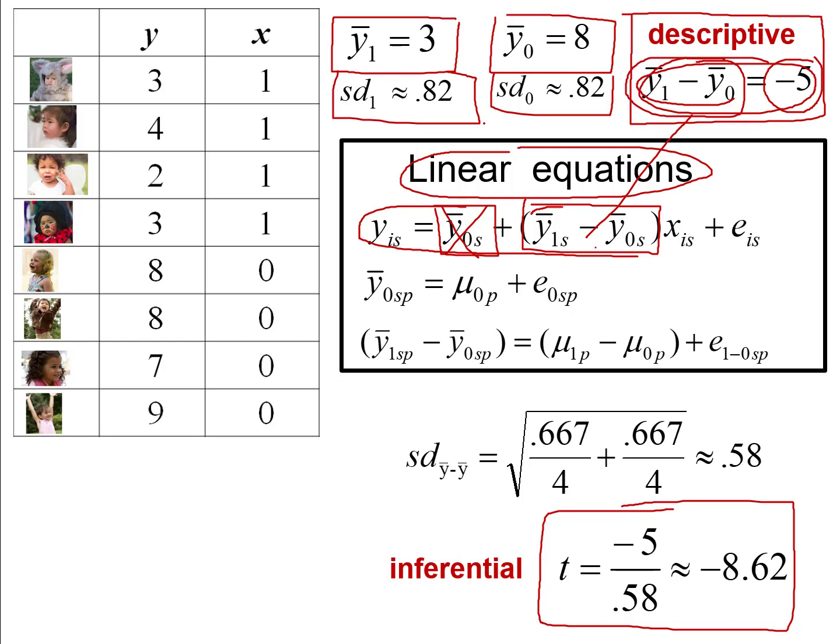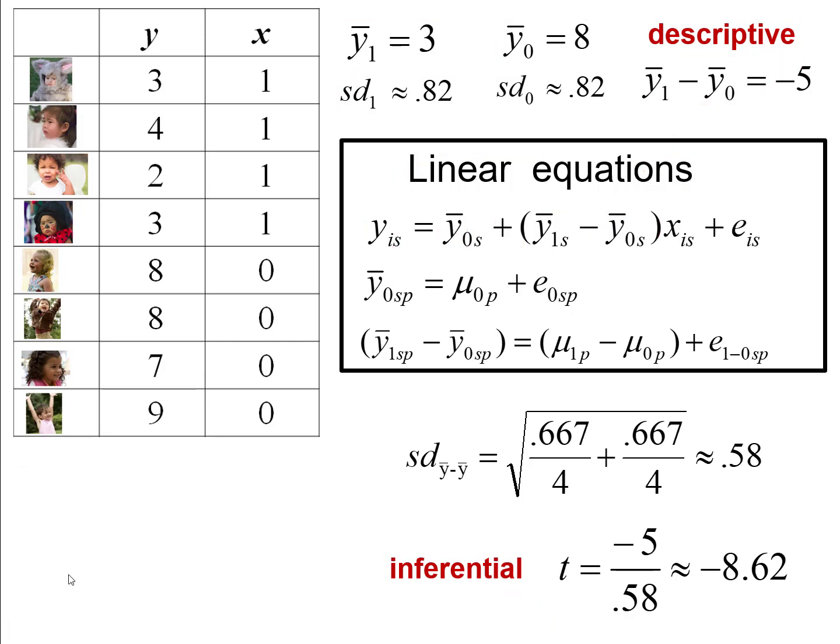And then we can also use these linear equations to answer the inferential question about how our results from our sample apply to the entire population. And the key thing we look at to address that question is this E1 minus 0 SP from this very bottom equation.